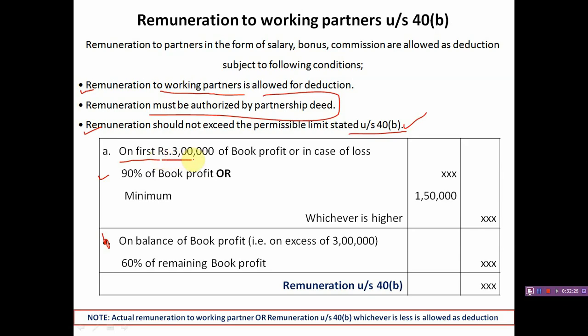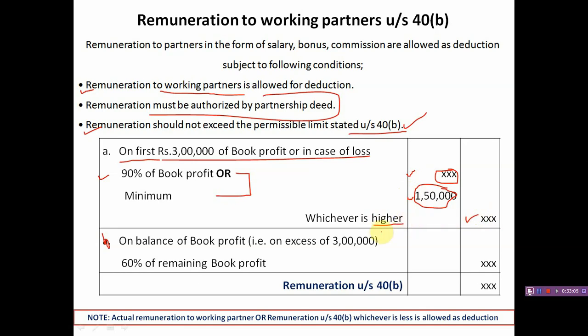On the first rupees 3 lakh of the book profit, or in case of loss, 90% of the book profit or 1,50,000, whichever is higher. It is the first step in computation of remuneration under section 40B. 2 amounts are to be computed, 90% of the book profit and the given 1,50,000, whichever is higher to be taken first. It is not the allowable remuneration.